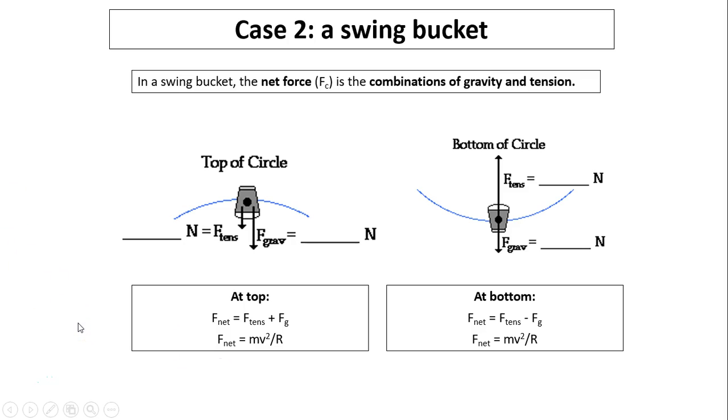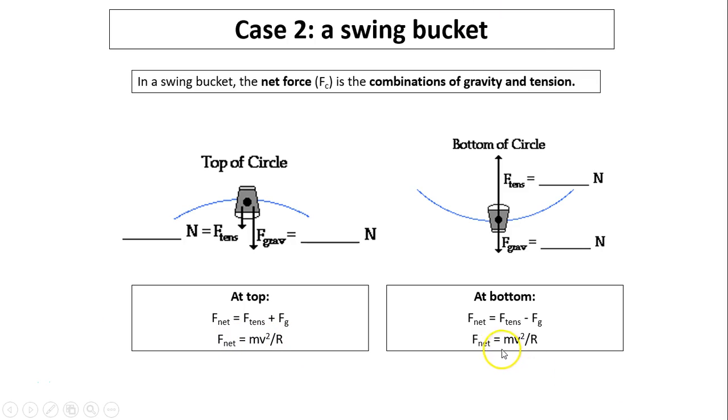Case 2, a swing bucket. In a swing bucket, the net force is the combination of gravity and tension, so it depends on the bucket's position. When the bucket is at the top of the circle, the two forces, tension and gravity, are pointing in the same direction. So the net force is tension plus gravity, and this net force is the centripetal force, equal to mv squared over r.